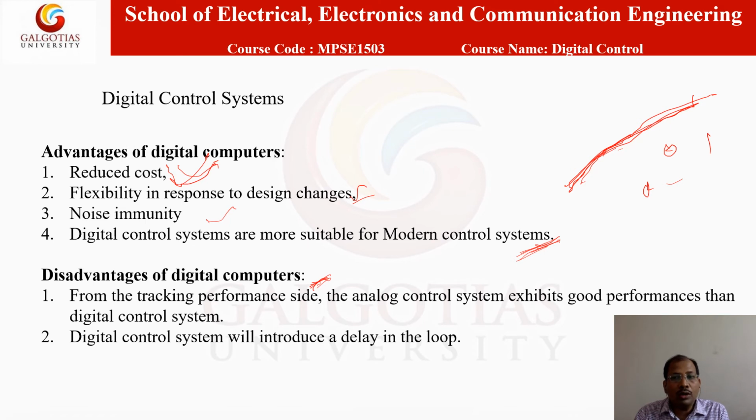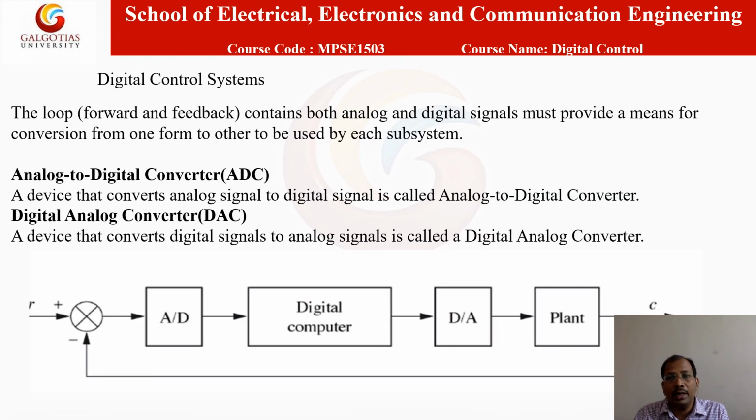So they are not going to consider what is in between. They have a bad impact on the tracking system. A digital control system will introduce a delay in the loop. So it has a delay. We will discuss what the delay is and what the effects of the delay are in future lectures.